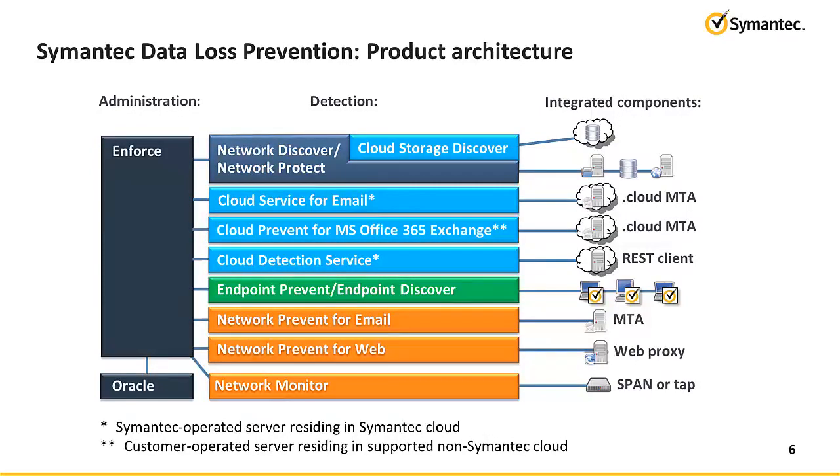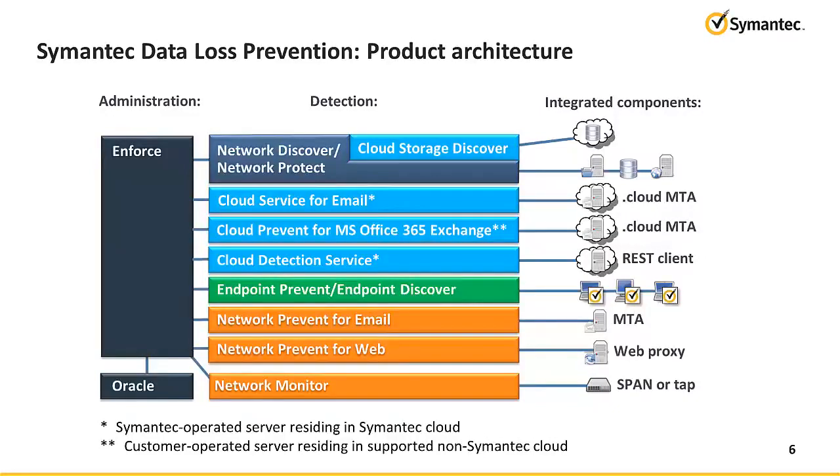integrate with. The Network Discover Cloud Storage Discover server, which powers the Network Discover, Network Protect, and Cloud Storage Discover products, connects to various content repositories to scan. The Cloud Service for Email server resides in the Symantec Cloud, whilst Cloud Prevent for Microsoft Office 365 runs on a customer-operated server residing in a supported non-Symantec cloud. Both of these detection servers integrate with last-hop mail transfer agents, or MTAs, in the cloud. The Cloud Detection Service integrates with supported third-party cloud applications through a REST API.